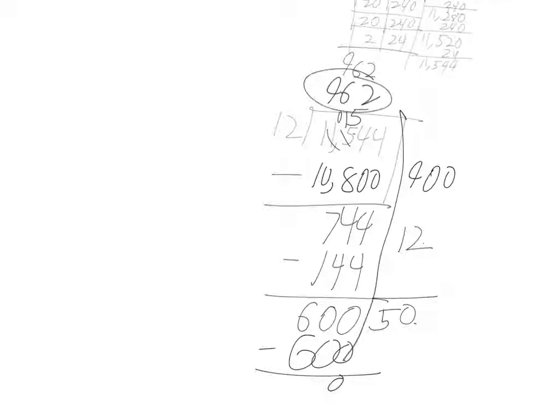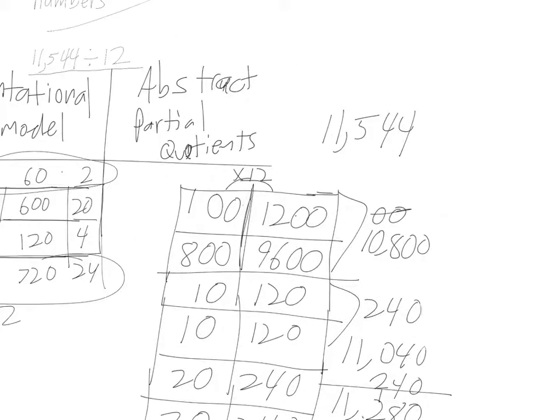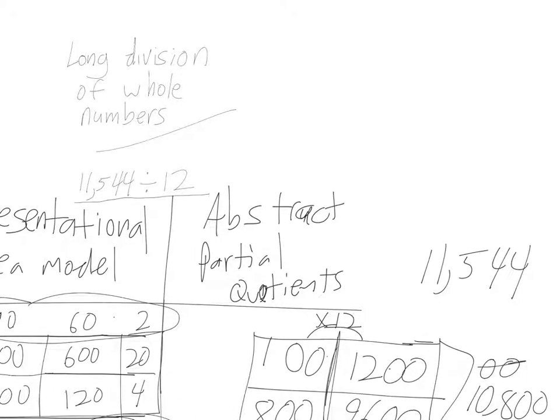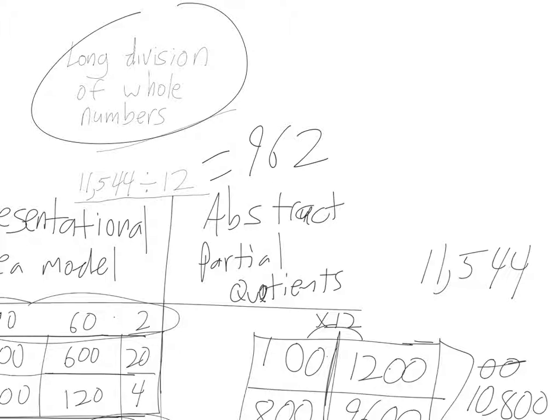So ultimately coming back to the original example, and I think I'll leave this at just one example here: 11,544 divided by 12 equals 962. And we just solved this in 3 different ways, long division of whole numbers.